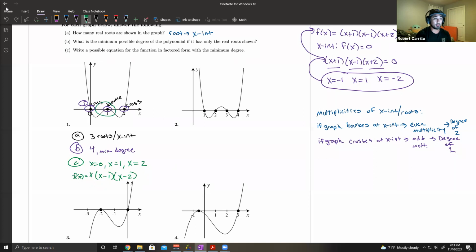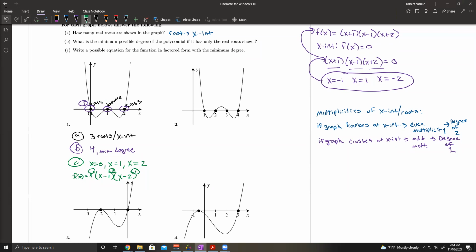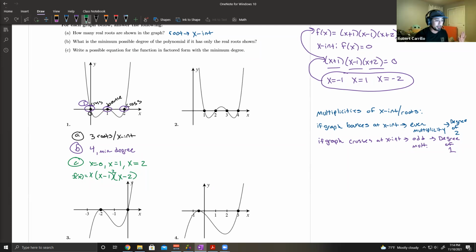So at x equals 1, since it bounced, our factor of x minus 1 is going to get the power of 2. And the way to check your work here is if you put an exponent on all your factored terms, you have 1 plus 2 plus 1. That gives me my minimum degree of what? 4. There you go. And that's it, guys. That's all we have to do there.